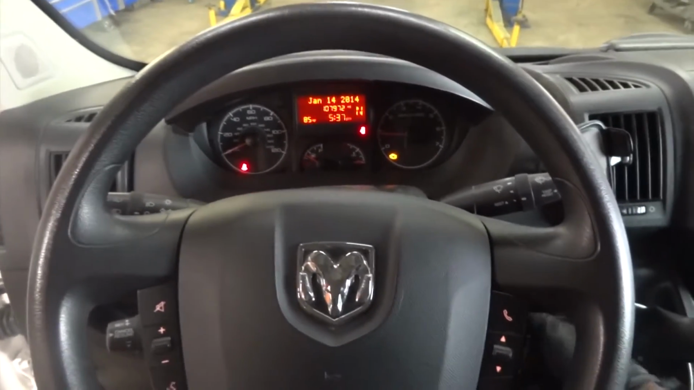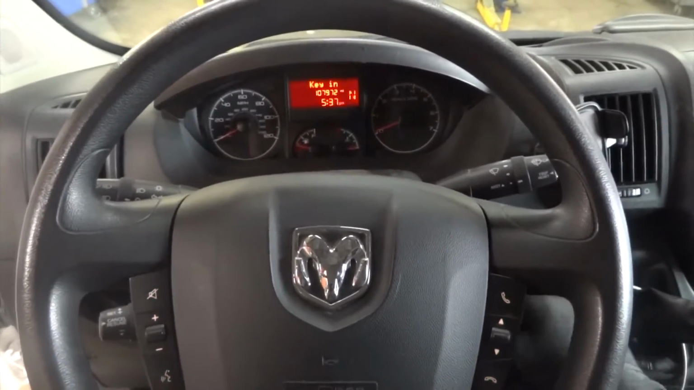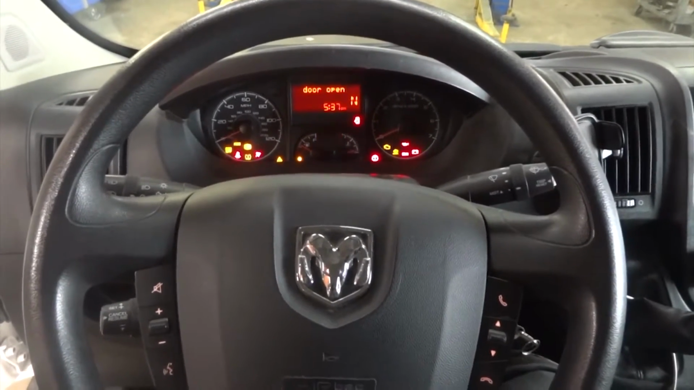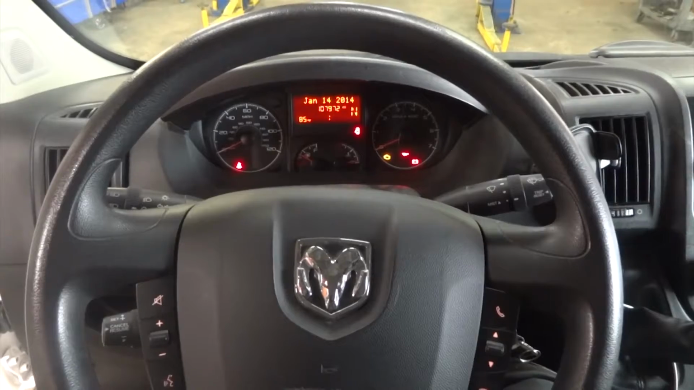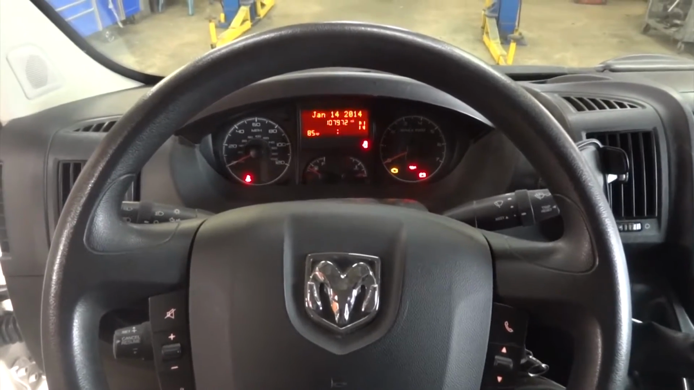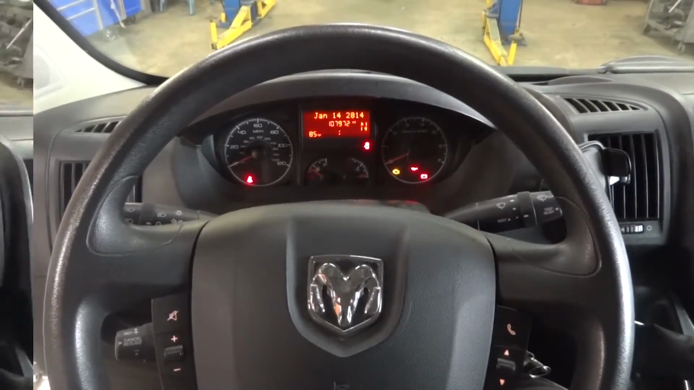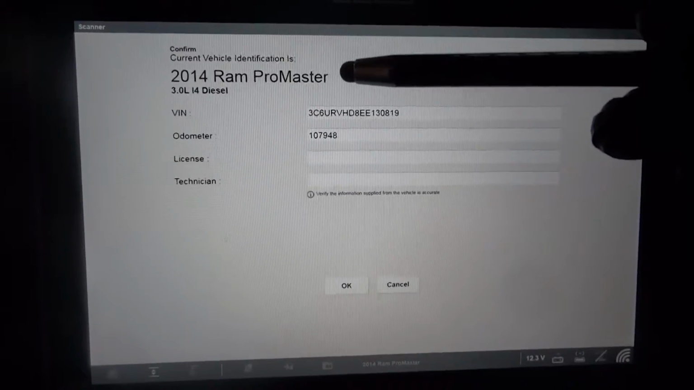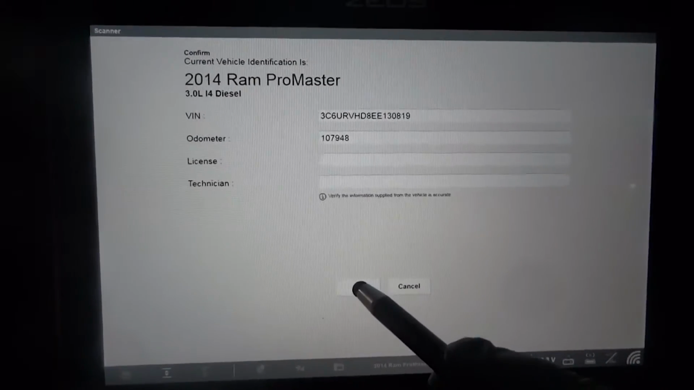I'm gonna turn off the engine. I'm gonna turn the key back on. And after that, I'm gonna get the scan tool connected to the vehicle. After I get the scan tool connected, I'll bring you guys back up so we can scan the engine computer. And as you can see, the scan tool has identified the vehicle. So we're gonna click OK.